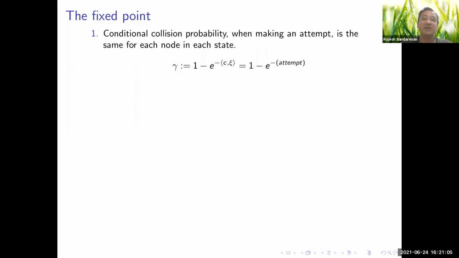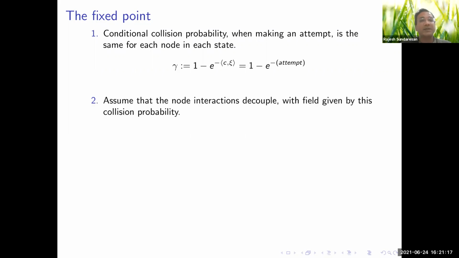That's given by 1 minus the probability that there is no collision, which we saw in the previous slide was e to the minus the activity coefficient. So that's 1 minus e to the minus the expected number of attempts per slot. Okay, so we'll call this gamma. Now let's say that this sets the field.